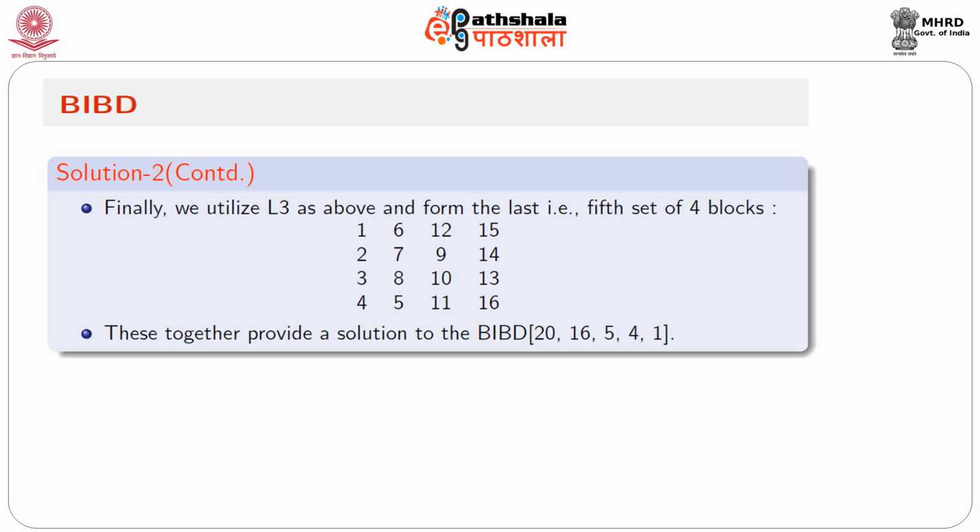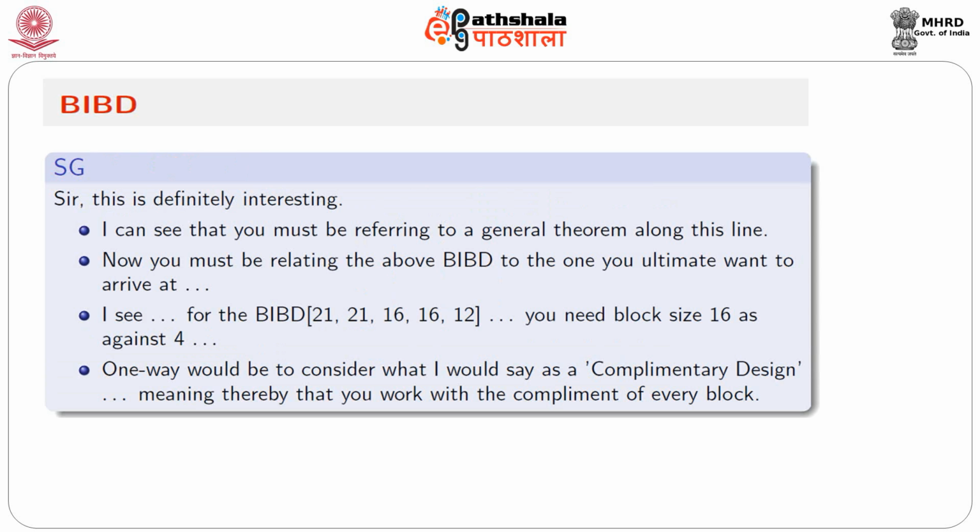But now we need to provide one more step to be able to get to the BIBD that we are referring to. Sir, this is definitely interesting. I can see that you must be referring to a general theorem along this line. Now, you must be relating the above BIBD to the one you ultimately want to arrive at. I see for the BIBD with 21, 21, 16, 16, 12, you need block size 16 as against 4.